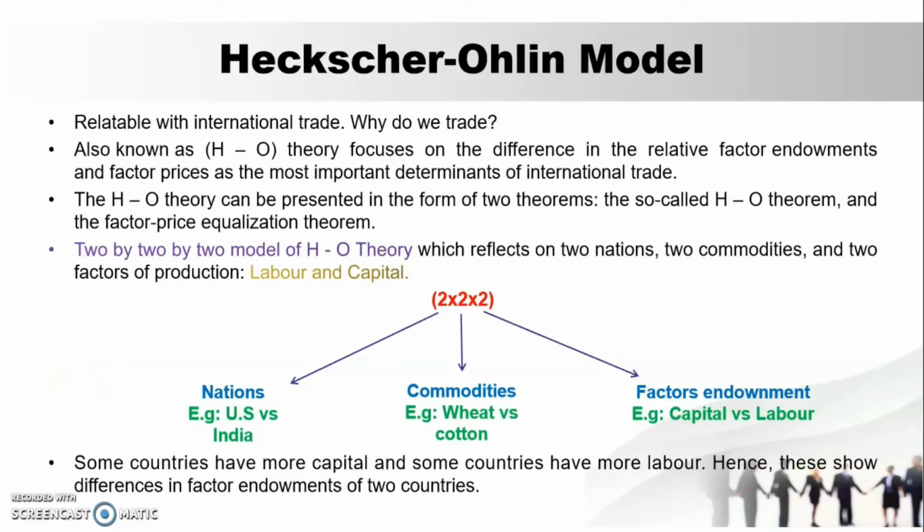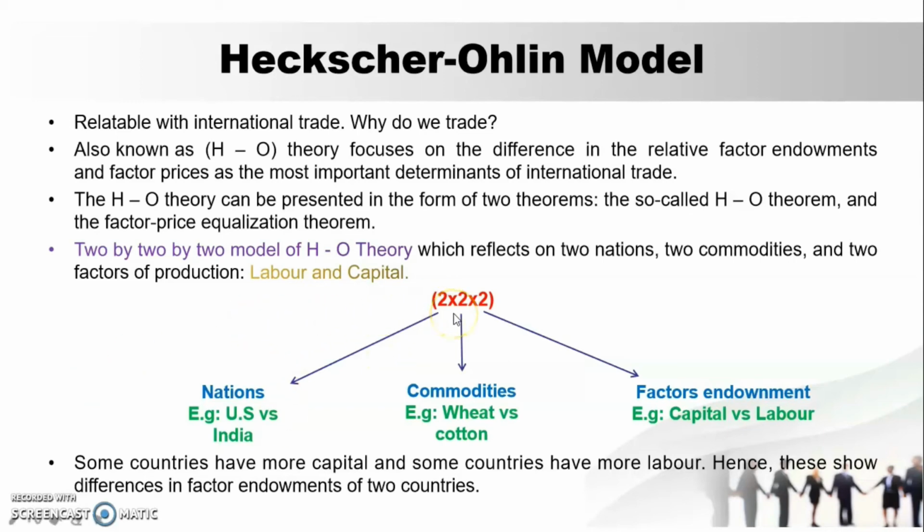Let's proceed with the Heckscher-Ohlin model, but first of all, we need to clarify that this theory is related to international trade. Why do we trade? Because of differences in relative prices of different goods in different countries. Relative prices here refer to the ratio of prices. The Heckscher-Ohlin model, also known as HO theory, focuses on the differences in relative factor endowments and factor prices as the most important determinants of international trade. The HO theory can be presented in the form of two theorems, the so-called HO theorem and the factor price equalization theorem.